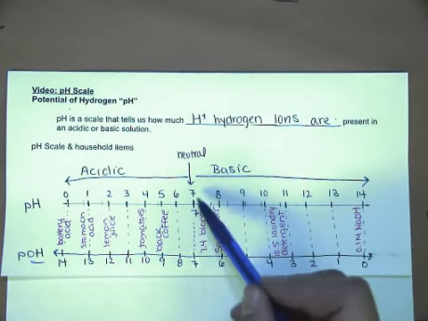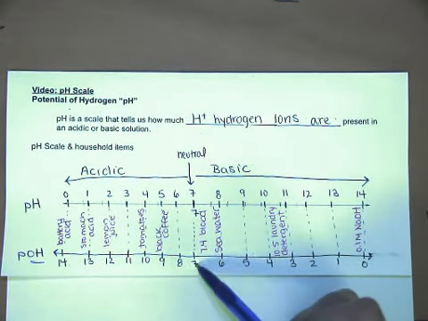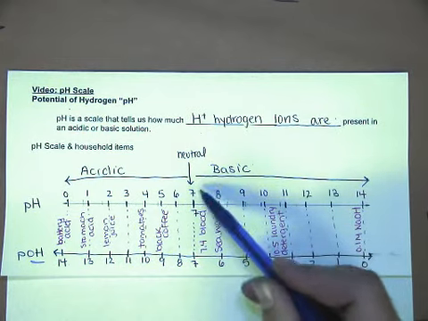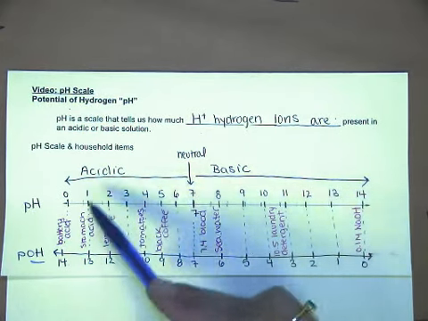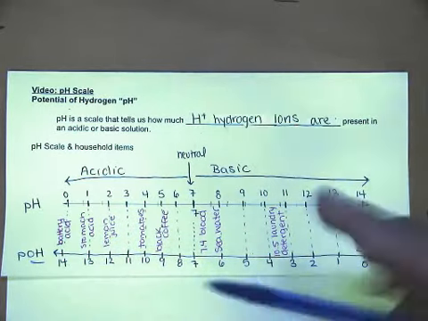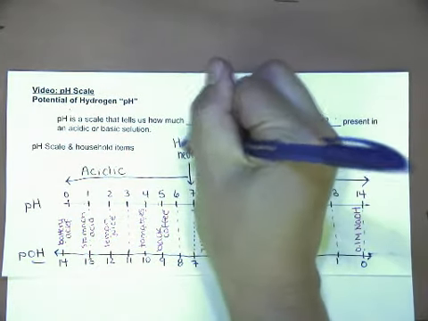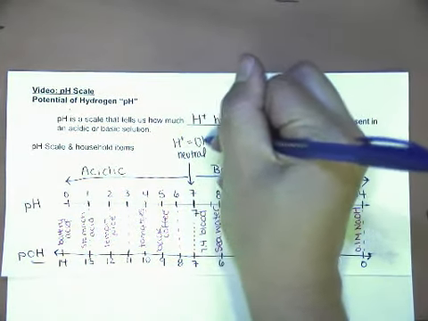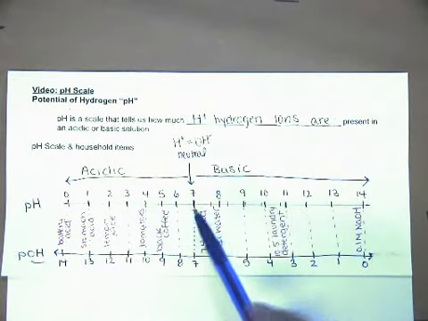Now on our pH scale, or pOH scale, at 7, we have a neutral solution. So it's neither acidic or basic. That means that my number of hydrogens equal my number of hydroxides. So at neutral, my hydrogen ions equal my hydroxide ions.